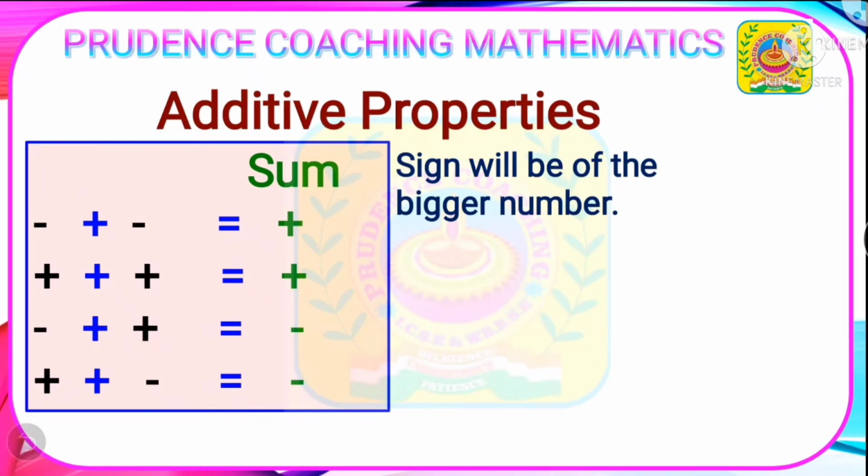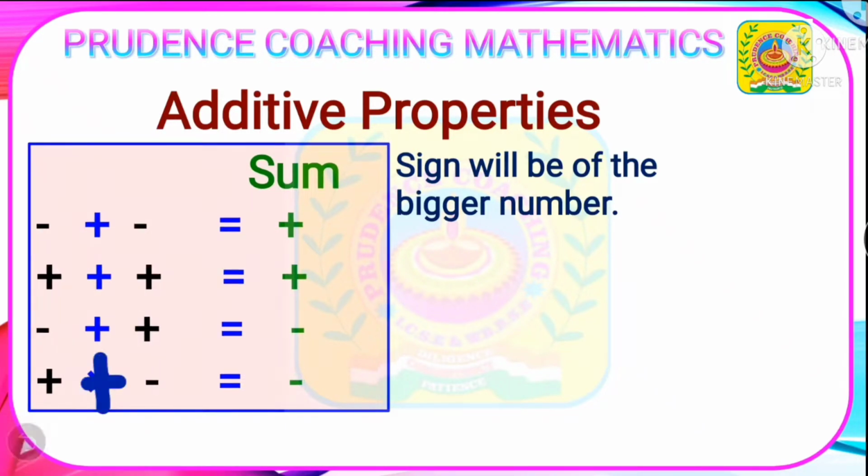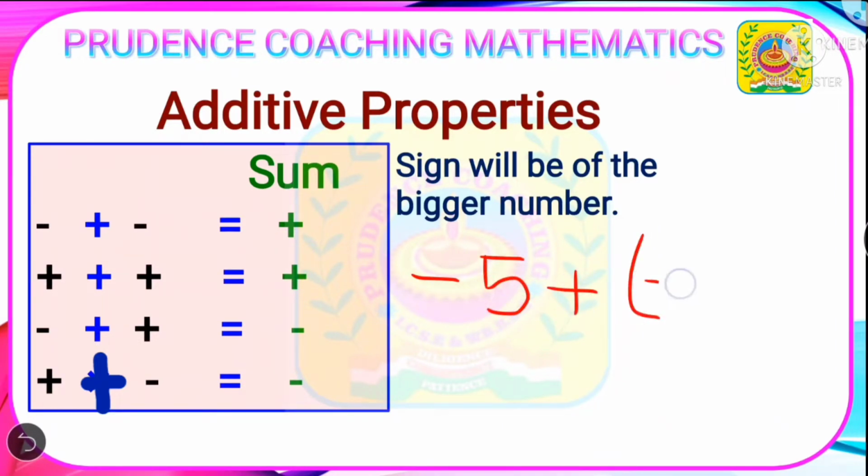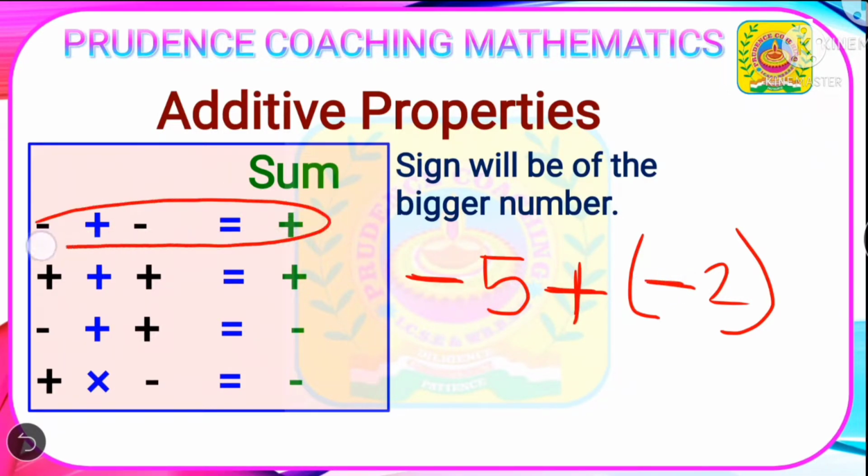As you can see, here we have additive property. So the first property is additive property because in the middle we have addition here. So let us see the property. Minus plus minus will give you sum will be plus. For example, if I take minus 5 plus minus 2, as you can see my dear students, here we have minus, next we have a plus, next we have minus. So this is the property which I have followed here. So the sum will be plus.